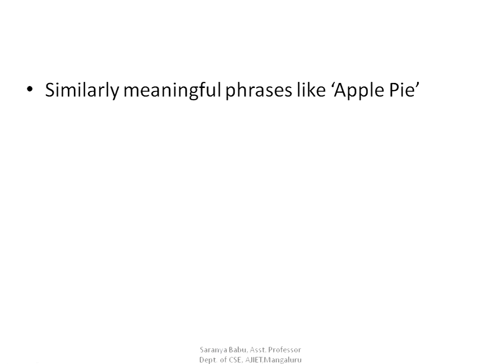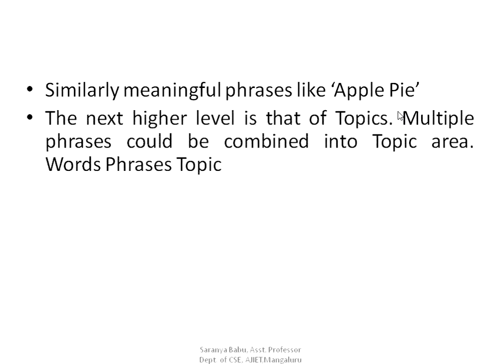Similarly, meaningful phrases like apple pie. Understood? So now the next higher level is that of topics. The first level was identifying frequent words, then identifying meaningful phrases from words. Now the next higher level is that of topics. So multiple phrases could be combined into a topic area. This is the order: words, phrases, and then topic. Understood? First is words, then phrases, then topic. This is how the three steps go.